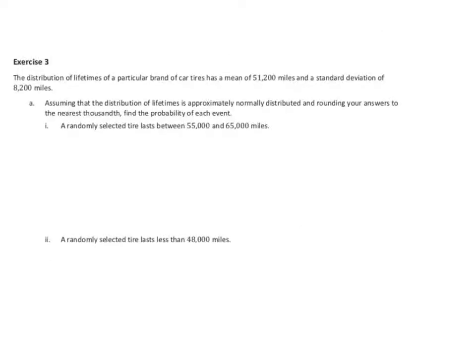All right, moving on. The distribution of lifetimes of a particular brand of car tires has a mean of 51,200 miles and a standard deviation of 8,200 miles. Assuming that the distribution of lifetimes is approximately normally distributed, and rounding your answers to the nearest thousandths, find the probability of each event. Okay, so let's look at it.